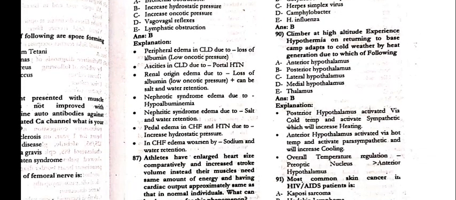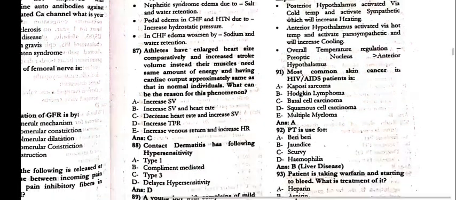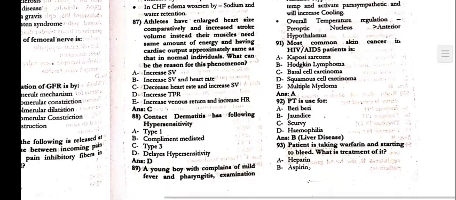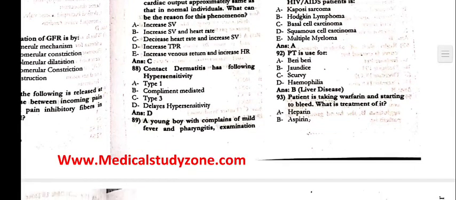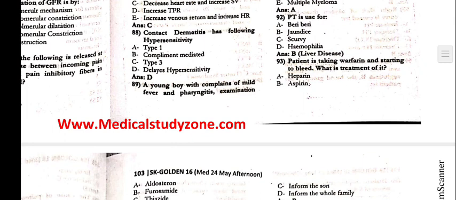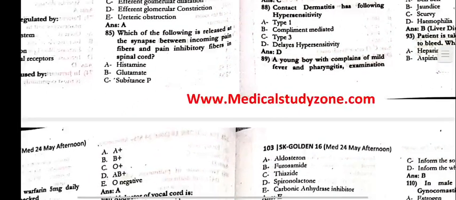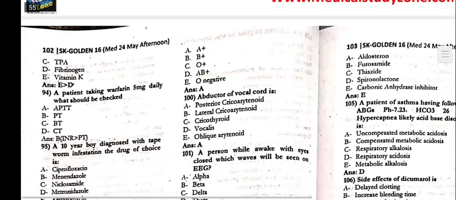90: the climber at the high altitude experiencing hypothermia and returning to base camp adapts to cold weather by heat generation due to which of the following? The posterior hypothalamus. 91: most common skin cancer in HIV patients is Kaposi sarcoma. PT is used for the jaundice. Patient is taking warfarin, starting to bleed. What is the treatment of it? That is going to be vitamin K.